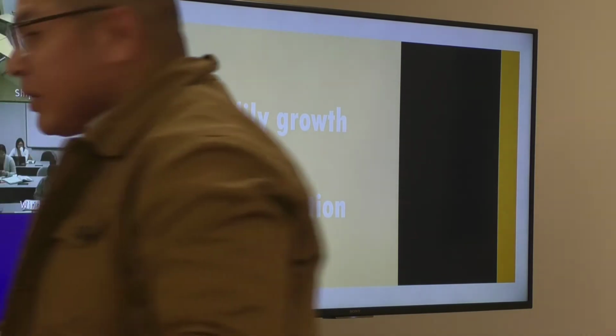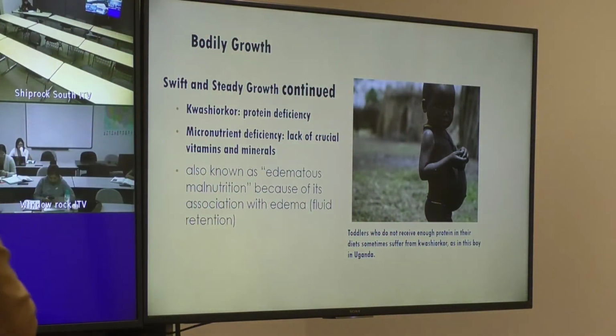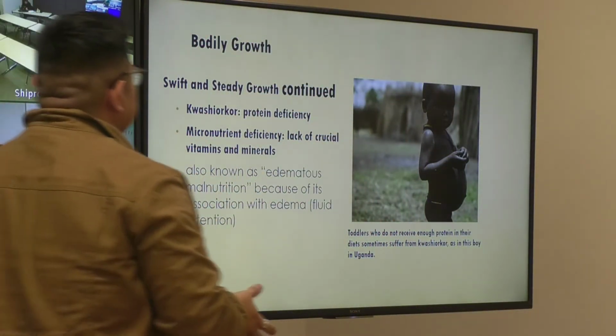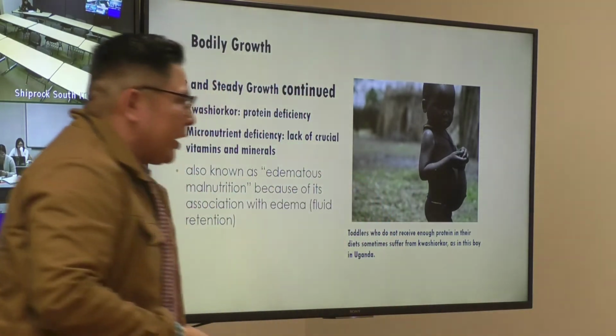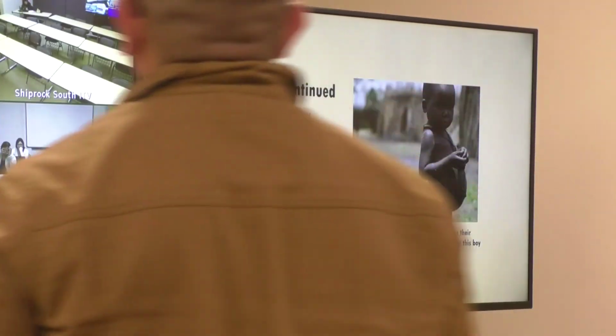Alrighty, so we shall begin. Bodily growth and interpretation. As I need to turn it on. Alright, bodily growth and interpretation. One of the big things is we have Kwashiorkor, which is a protein deficiency. So now we looked at all the different socio-emotional and everything else, and now we're going into the area of bodily growth.